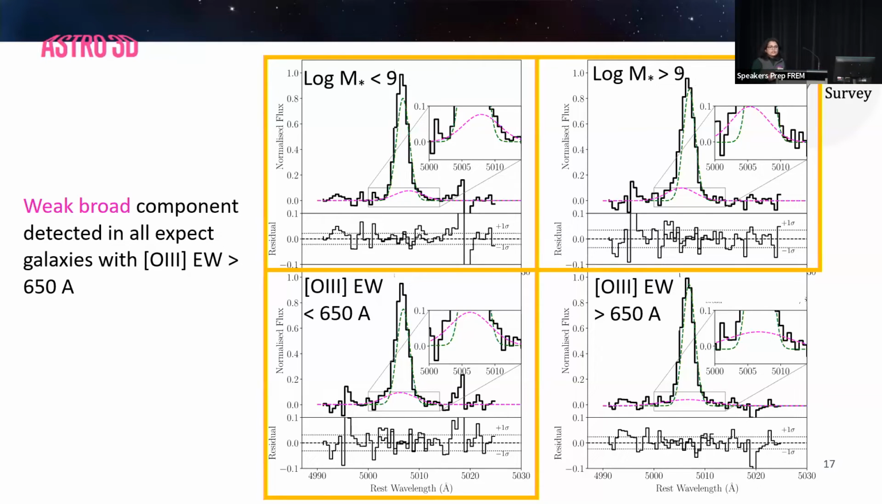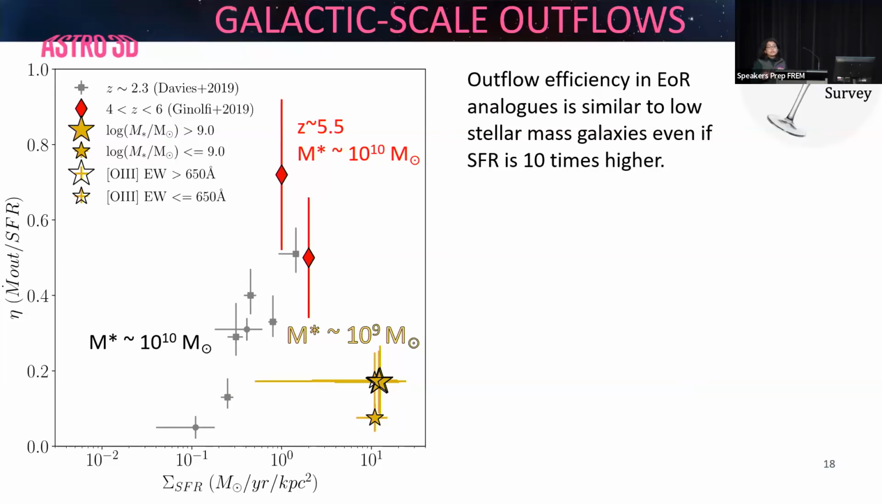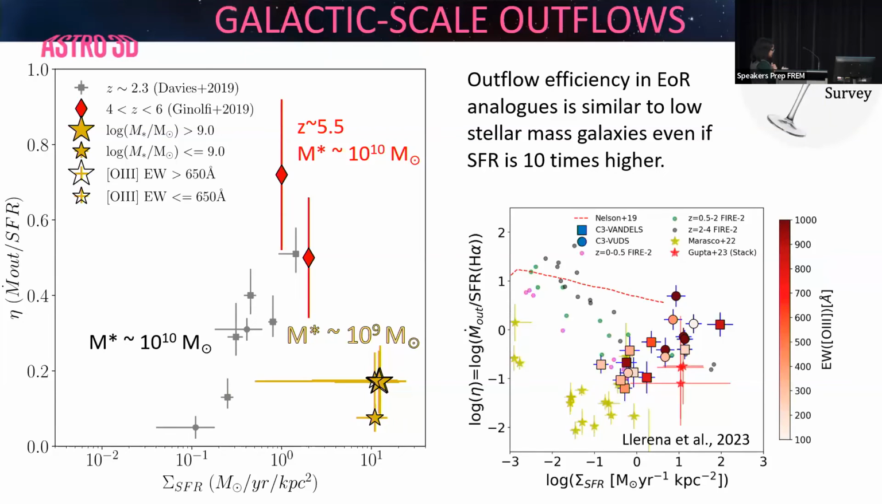Now that we have detected a broad component, what can we learn about these galaxies? Making a lot of assumptions, we can convert the flux in the broad component into a mass loading factor. This basically tells you the relative amount of gas that is being blown out by these outflow signatures. Oops, sorry, too fast. Go back. Doesn't matter. All right, so this is the mass loading factor versus star formation rate surface density relation.